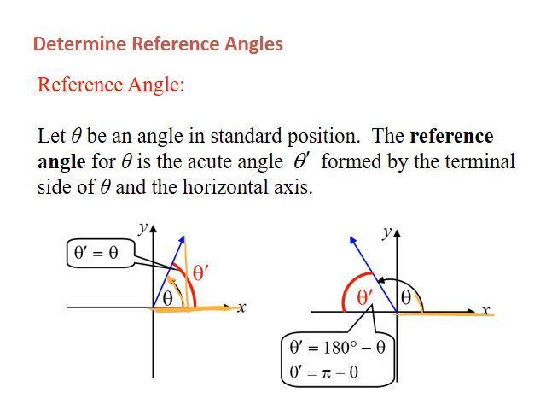In the second example, if this is angle theta, I can see that this is an obtuse angle. It's bigger than 90 degrees. But if I drop a perpendicular, I can see that this angle is acute. This is my reference angle. The reference angle in this case is found by taking 180 degrees minus whatever this original theta is. We can also do this in radians.